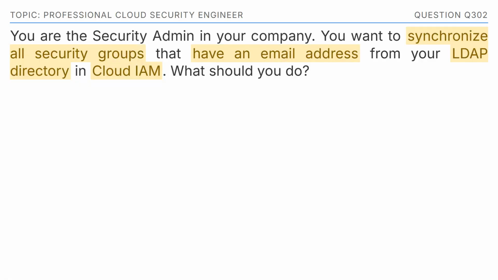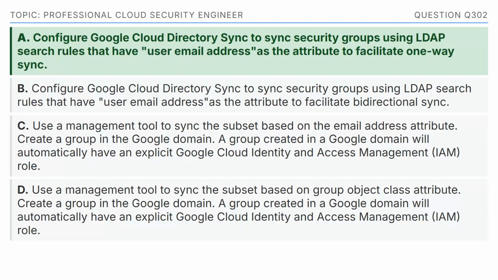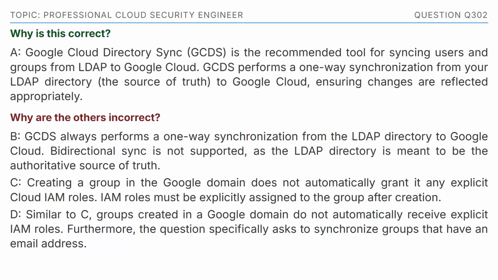To arrive at the correct answer, we focus on the keywords: synchronize all security groups, have an email address, LDAP directory, Cloud IAM. The correct answer is option A. Configure Google Cloud Directory Sync to sync security groups using LDAP search rules that have user email address as the attribute to facilitate one-way sync. Why is this correct? A. Google Cloud Directory Sync, GCDS, is the recommended tool for syncing users and groups from LDAP to Google Cloud. GCDS performs a one-way synchronization from your LDAP directory, the source of truth, to Google Cloud, ensuring changes are reflected appropriately. Why are the others incorrect?